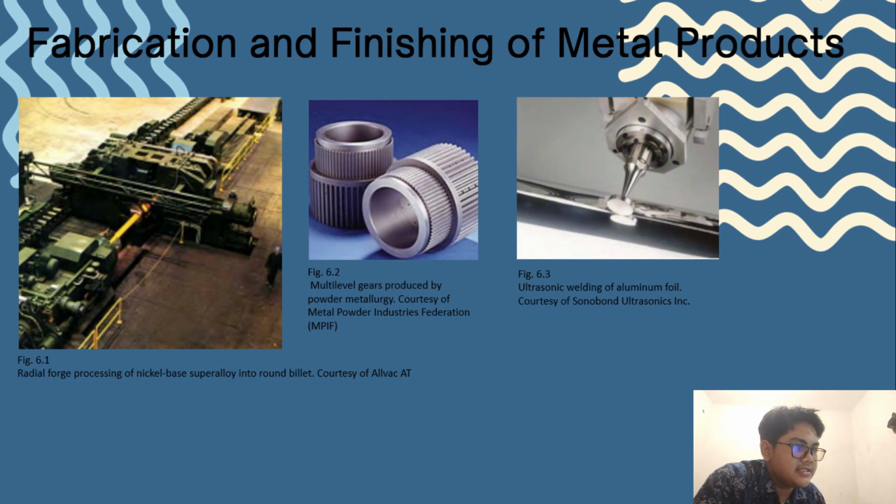Depending on the alloy system and the intended application for the finished product, there are a staggering number of production techniques that may be employed. The possibilities range from high volume mill production, as we can see in figure 6.1, to the manufacture of complex parts by powder metallurgy in figure 6.2, and the joining of thin foil by ultrasonic welding, as we can see in figure 6.3.